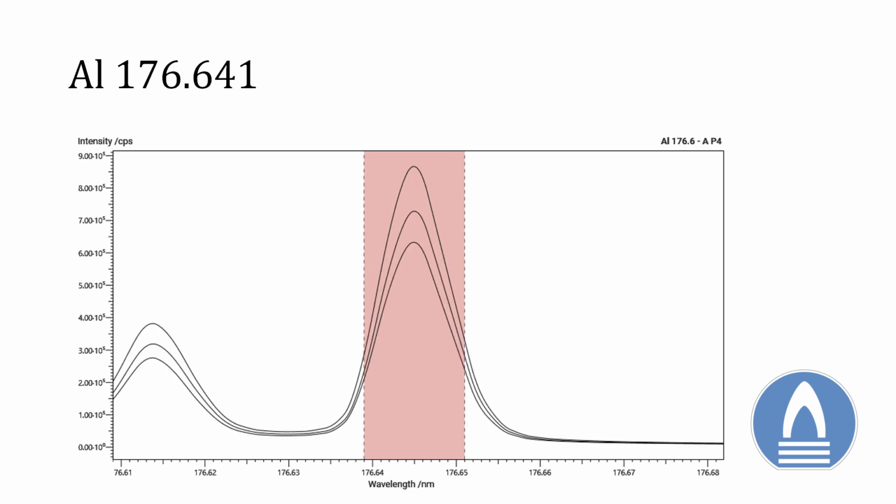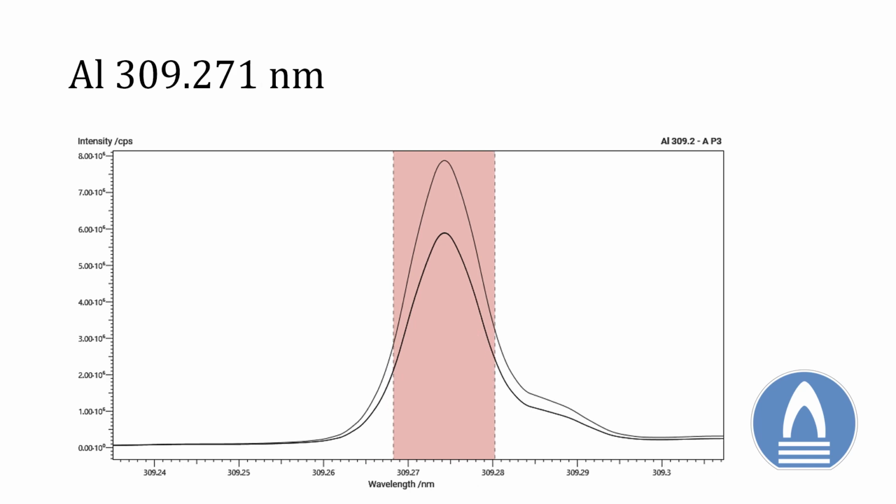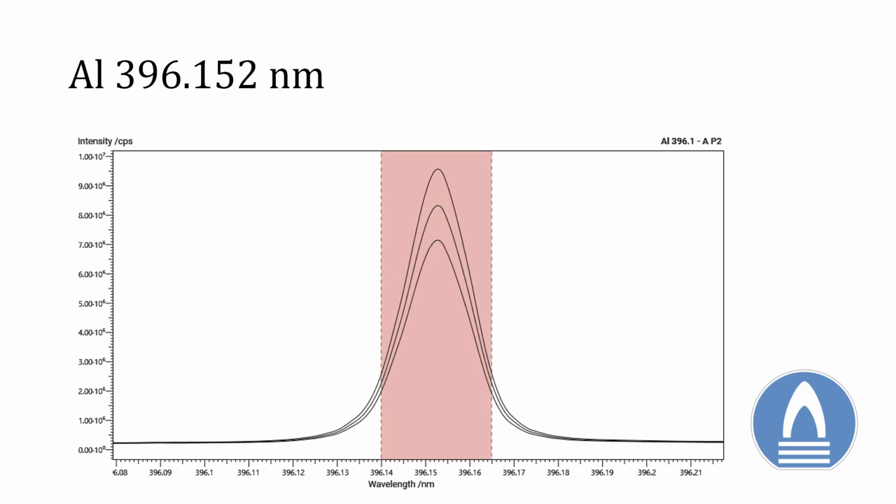The aluminium 176 is a little bit better, however the sensitivity is lower. Aluminium 308, 309 and 394 are good lines. However, aluminium 396 I think gives poorer precision because of the extreme intense calcium 396, which is just on the right hand side of this line.